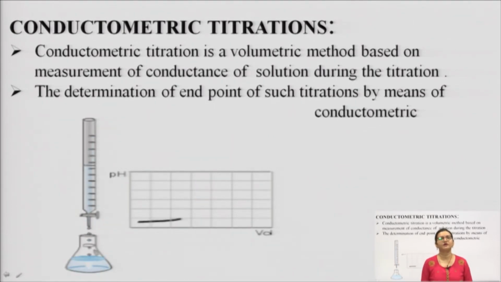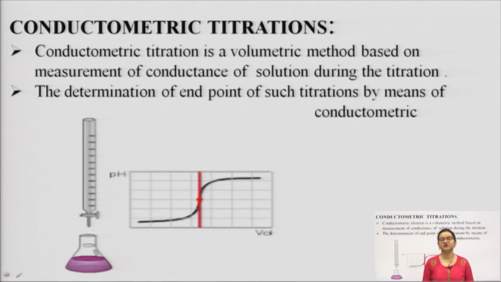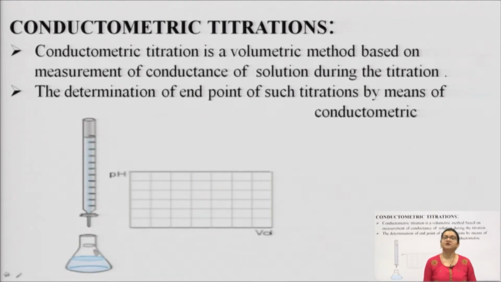Conductometric titration is a volumetric method based on the measurement of conductance of solution during the titration. It is based on the measurement of the electropotential generated between the electrodes, that generates a current which is denoted by I in amperes. That current gives you the conductance of the conductivity cell, which in turn is related to the number of ions.